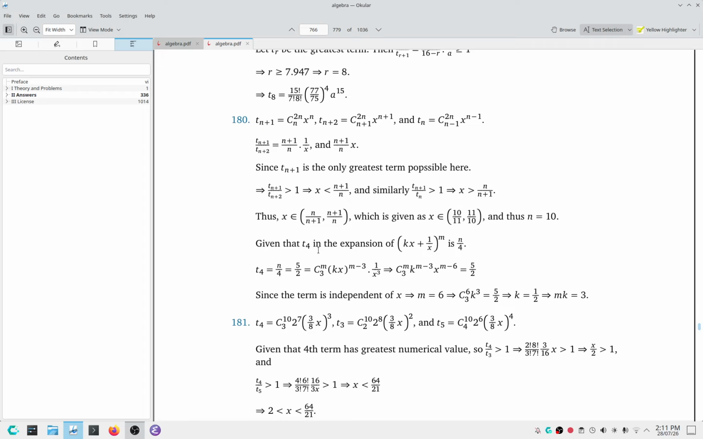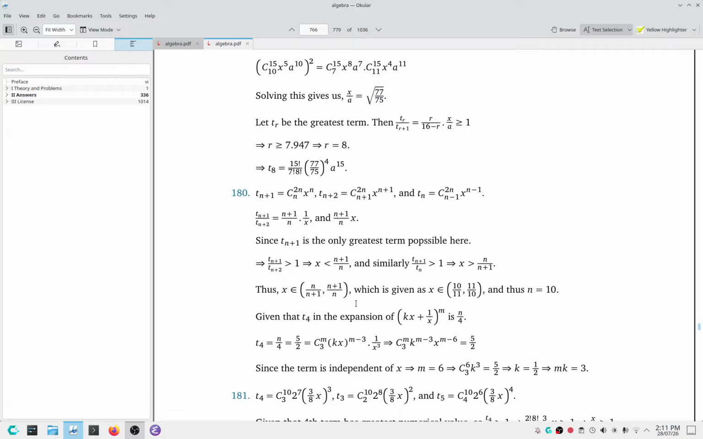Now we compute T4, which is m/4 in this expansion, that is 5/2, because we put n equal to 10, and that is equal to mC3 k^3 x^(m-3)... We solve and find that the term is independent of x, so m is equal to 6, which implies that 6C3 k^3 is equal to 5/2, k is equal to half, so mk is equal to 3. With this, we come to the end of question 180.